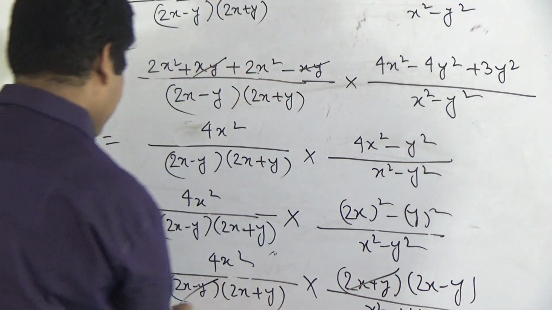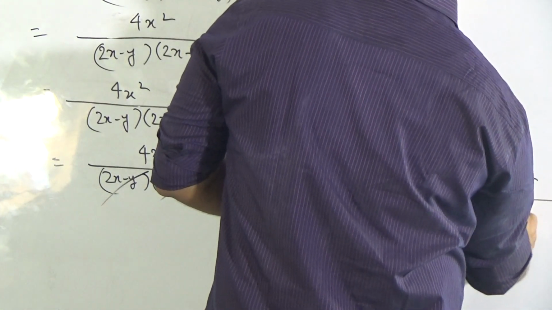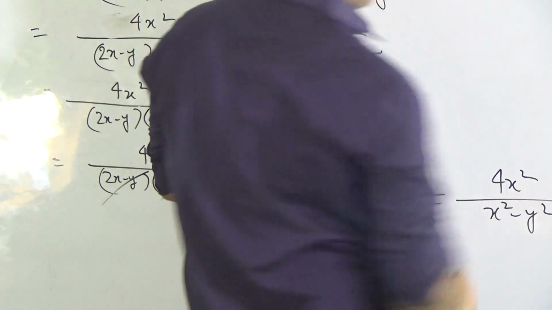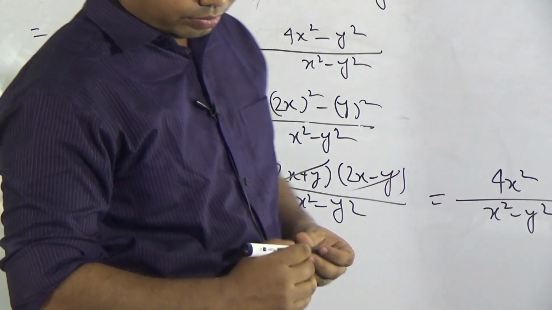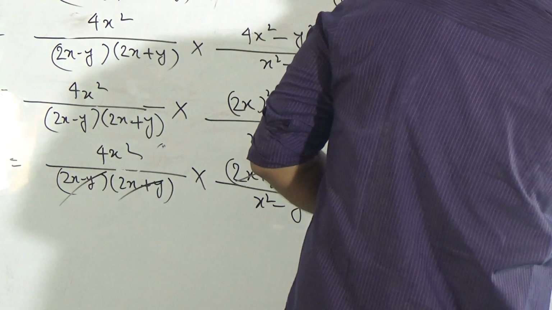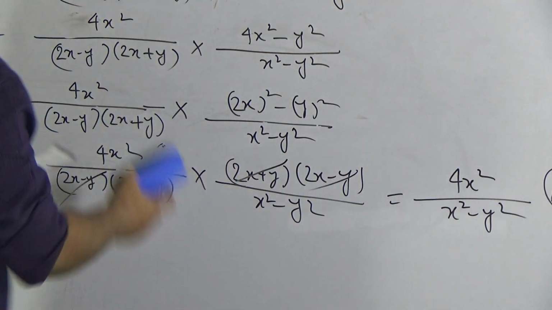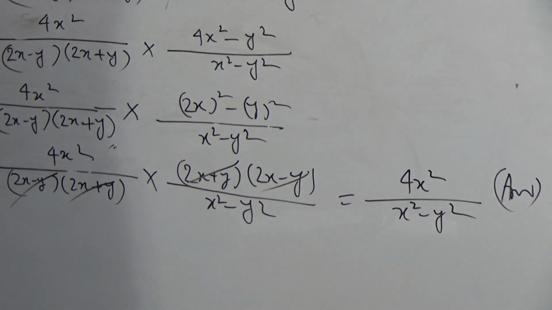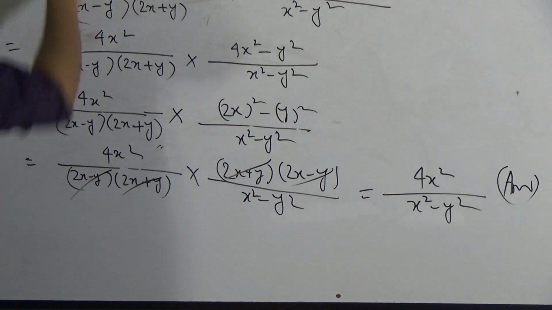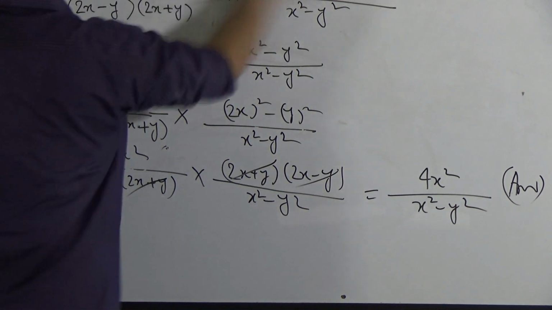This one and this one are cut, and here left 4x² by x² − y², and it is the answer of question number E. Okay, my dear student, done. Next we shall solve question number H.